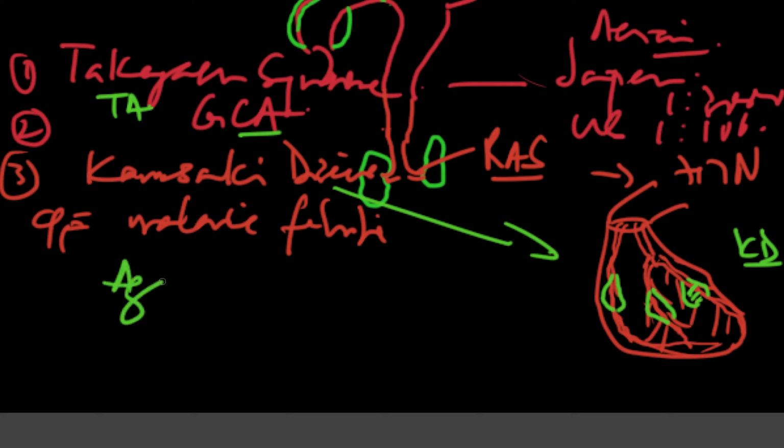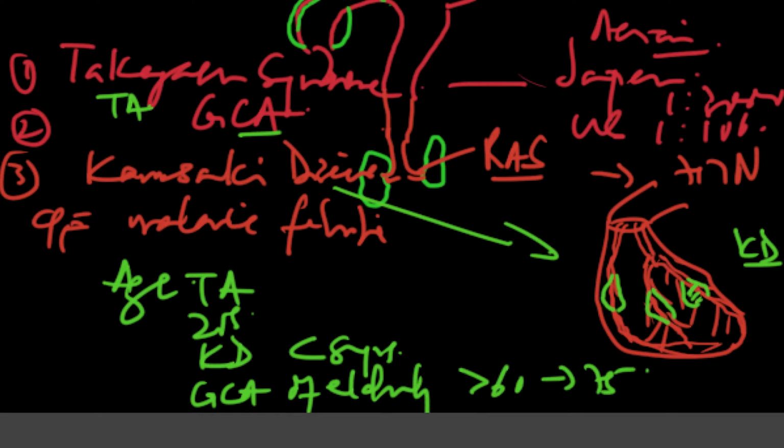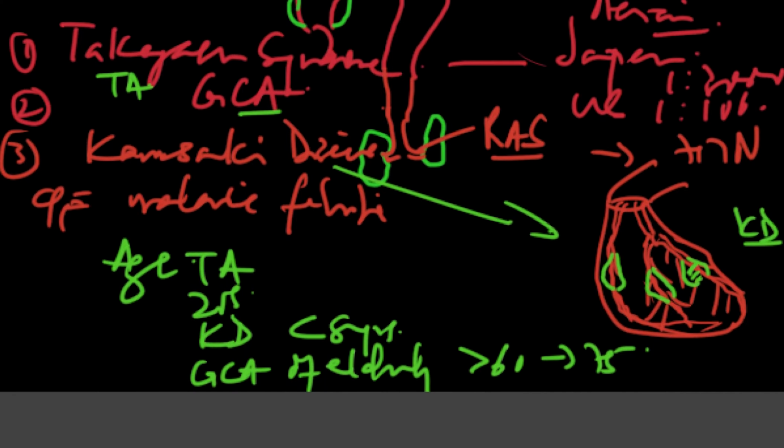The age group for TA is usually in the 20s, but for Kawasaki disease, it's normally in less than 8 years of age. So it's normally in infants to 3, 4, 5 years of age. That's when they will present. And GCA, I always call it the disease of the elderly. So obviously that defines that these patients are past the age of 60. The median is up to 75. So you would see these patients affected there.